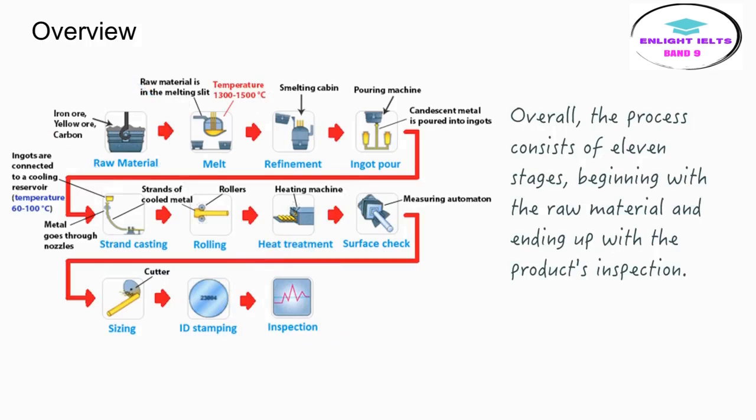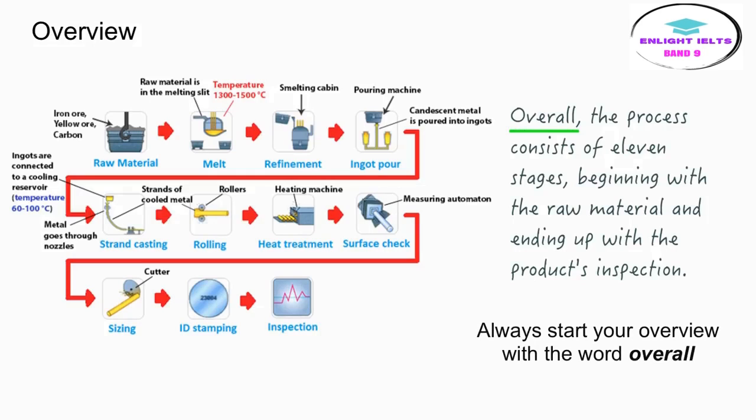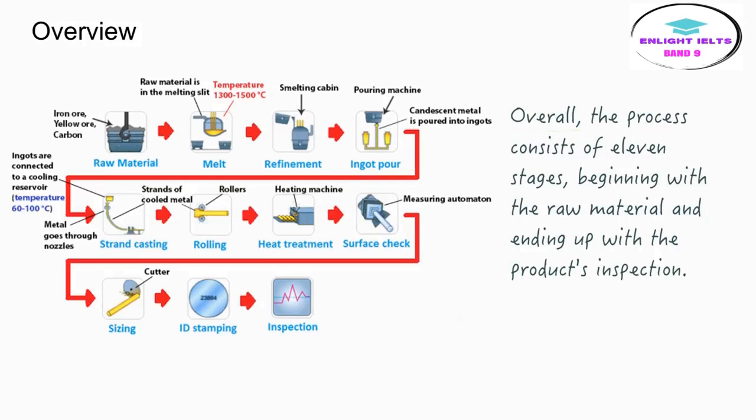As you see, the diagram's overview is quite short, only one sentence, and your overview should not be long too. 1 or 2 sentences is ideal. My first word for the overview is overall. Always start your overview with the word overall. It indicates to the examiner that you are going to describe general trends.